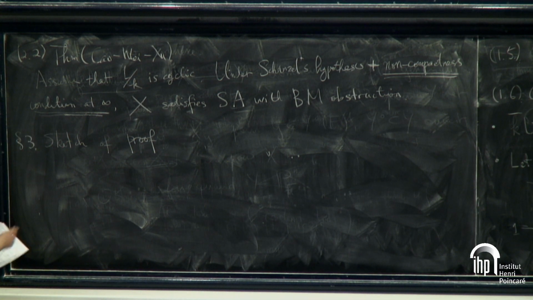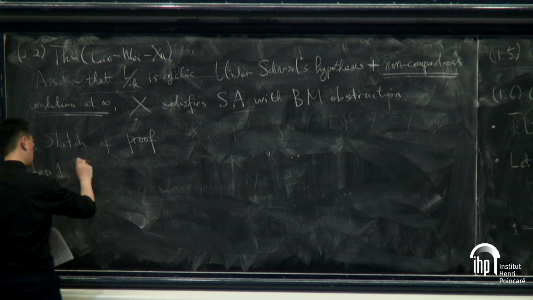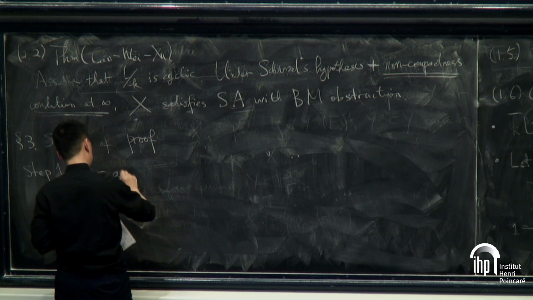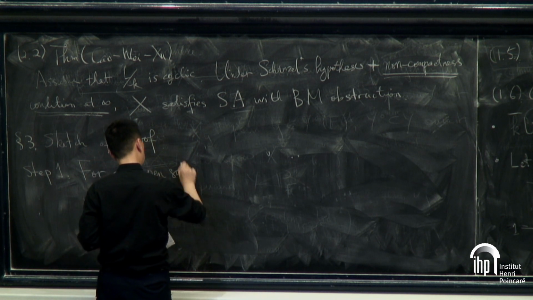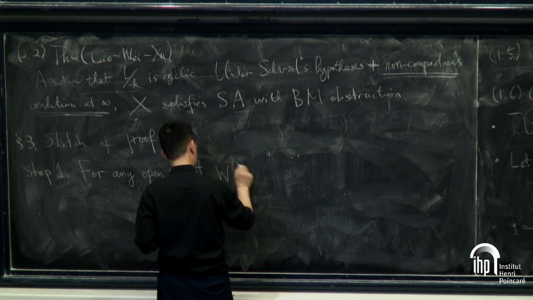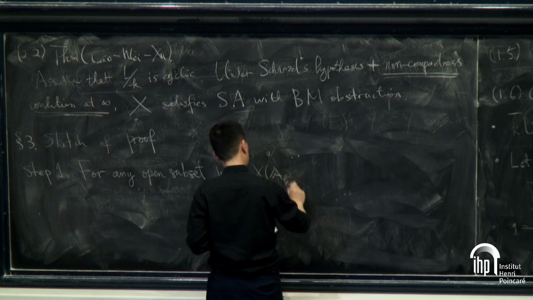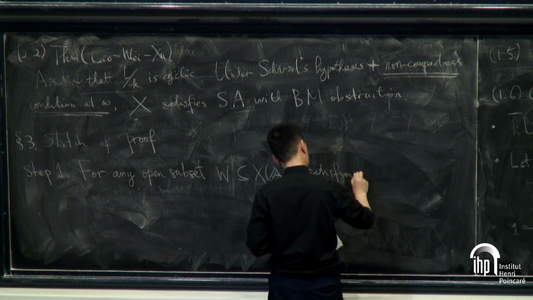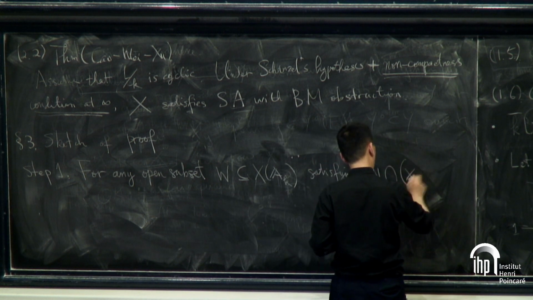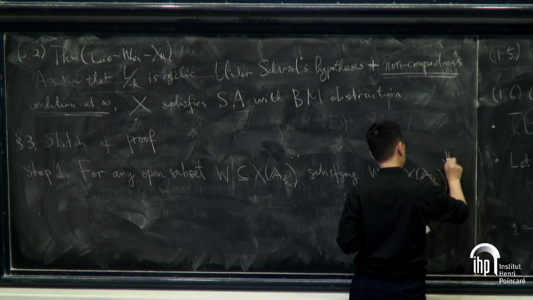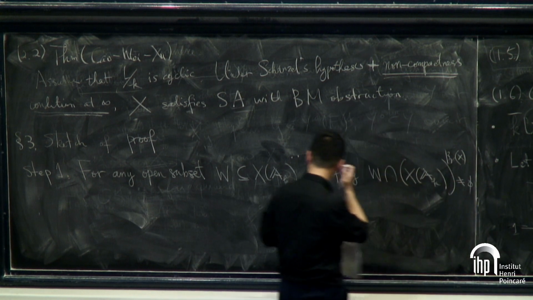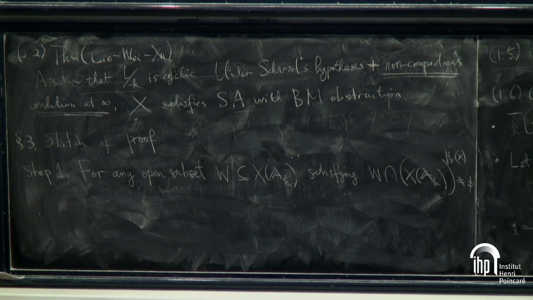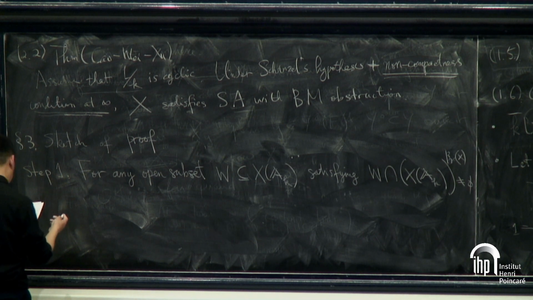Step 1. By definition, for any open subset, I call it W, of ideals, such that W intersects with this Brauer-Manin set non-empty, for any this kind of open set, I wish to find the rational points in this set. That's the definition.